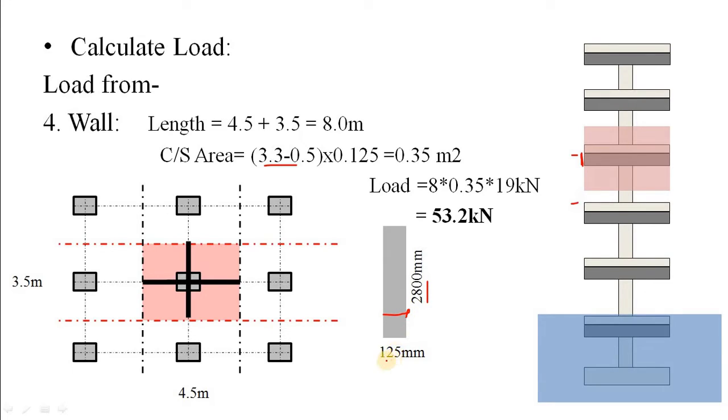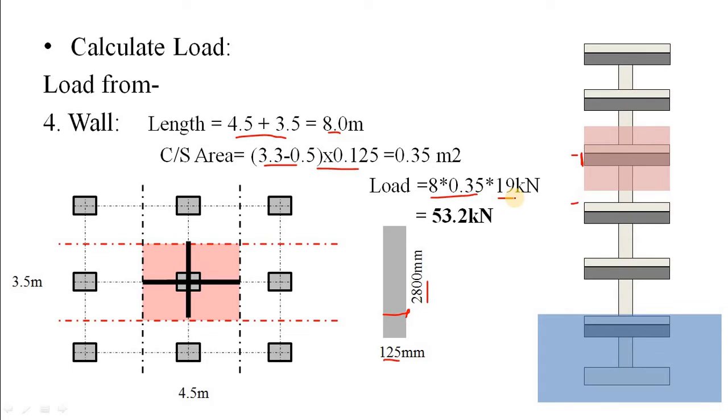For an internal wall our thickness is 125 mm. So you got the cross-sectional area 0.125 into 3.3 minus 0.5 or 2.8 meter. What is the length? Just same as the beam or 8 meter. Now 8 into 0.35 means you got the volume, but here I have multiplied with 19.